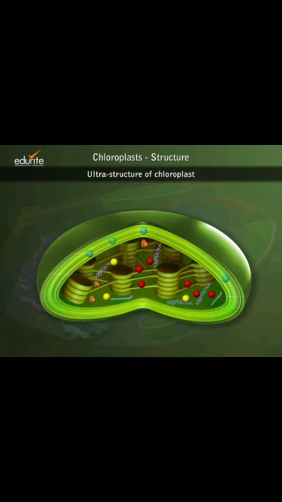Within the stroma is another membrane system called the thylakoids. The three-membrane system divides chloroplasts into three distinct internal compartments. 1. The intermembrane space between the inner and outer membranes of the chloroplast envelope. 2. The stroma, which lies inside the envelope but outside the thylakoid membrane. And 3. The thylakoid lumen.